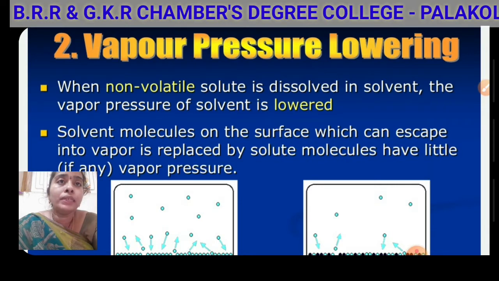So these are properties which depend only on the presence of solute particles. It does not matter what the solute may be; the magnitude of the change in that property depends only on the concentration of the solute, that is, the number of its particles relative to the total number of particles. Therefore, colligative properties are of four types. One is relative lowering of vapor pressure. In this section I will explain relative lowering of vapor pressure.